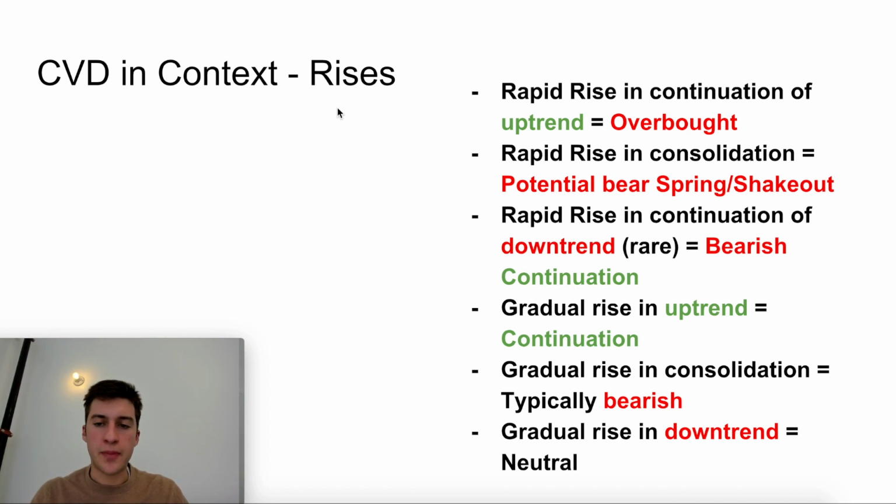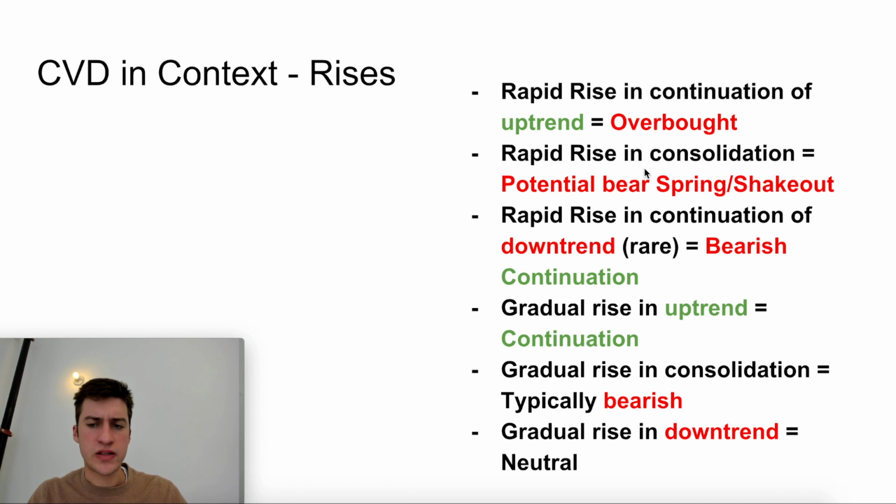When we see these rapid rises in the continuation of an uptrend, that's typically going to be overbought and bearish. What this means is if price is moving upward, and then all of a sudden CVD spikes, meaning heavy market buying relative to market selling, then that likely means that price has been overbought, and we might not be able to find enough demand to continue to press price higher, and price will likely move down.